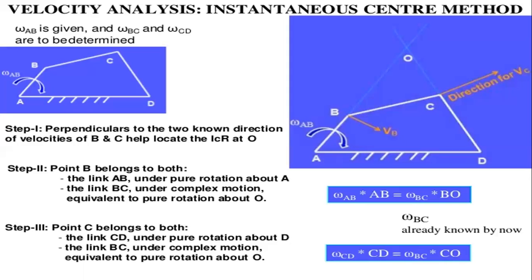Next, step 3: point C belongs to both the link CD, which is under pure rotation about D, and the link BC, which is under complex motion, which is equivalent to pure rotation about O.